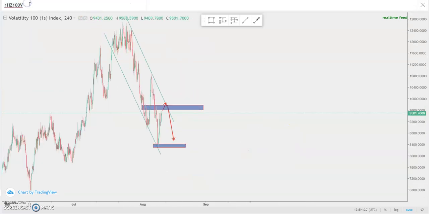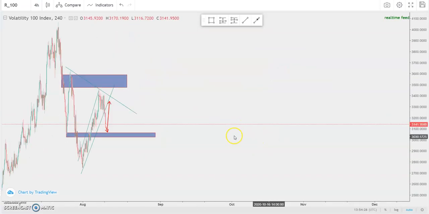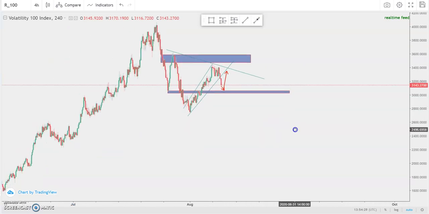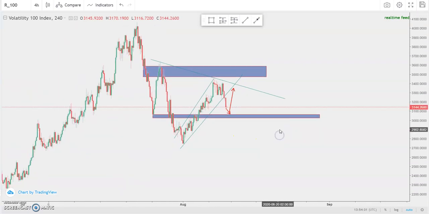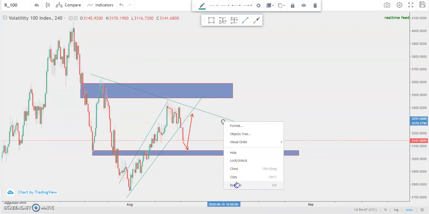And then lastly we have V100. Again, if you are in my VIP signals group, you know we sold V100 I think the day before yesterday. This is where it was coming from. We were at this region and we were selling all the way down. If you're in my VIP signals group, you know what I'm talking about.